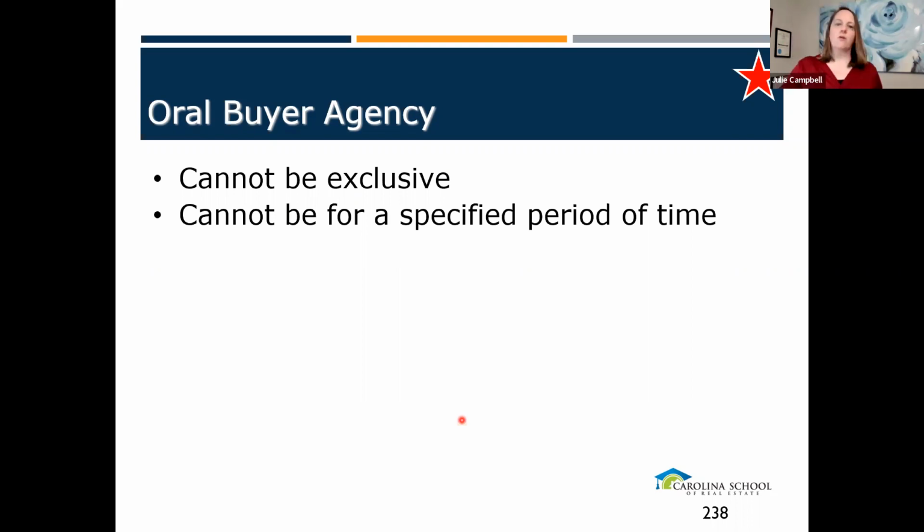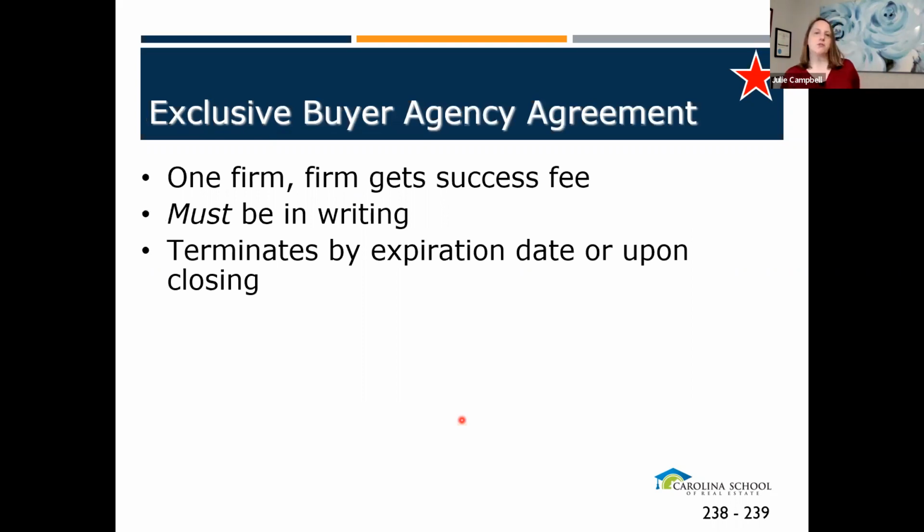So then the other way we can work with buyers is an exclusive buyer agency agreement. I need you guys for your test questions to pay attention to that word exclusive. If you see a test question that says exclusive buyer agency agreement, you know for a fact that this thing is in writing. You can't have a non-exclusive oral agreement. Everybody with me? So exclusive buyer agency agreement, is it in writing? Absolutely.